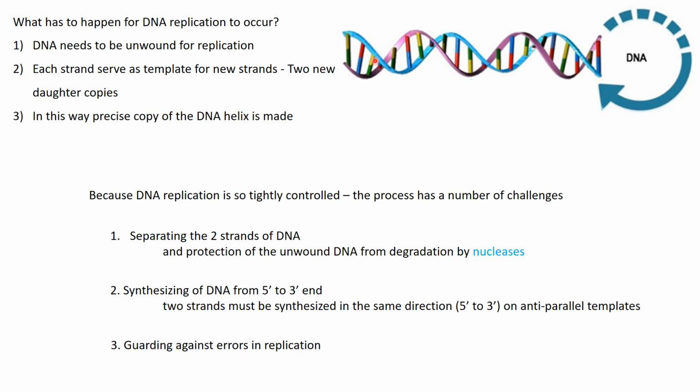So remember, DNA is anti-parallel, right? So if, let's say, this blue strand starts at the 5' and ends at the 3', it means that the purple strand will start over here at the 3' and end on this side at the 5'. But the two strands have to be synthesized in the same direction, from 5' to 3' on anti-parallel templates. A little bit later, you'll probably understand a bit more what I mean by that.